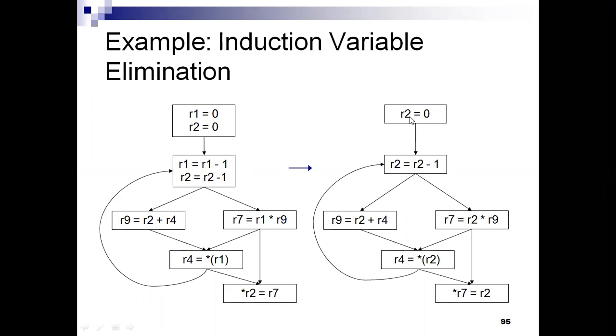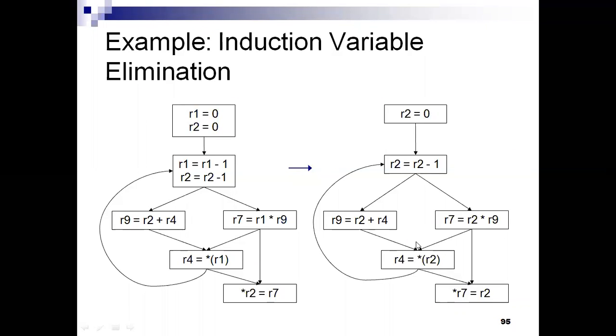Now, what it means is, when I call it a dominator tree, and this is the initial node, R2 is equal to 0. This dominates the remaining nodes. That means it dominates R2 is equal to R2 minus 1. And this R2 dominates R9 and R7, R4. And this R4 dominates R7. And R7 also dominates R4 and R7. And this R4 dominates R2. Is it clear now? This is a dominator tree and this is another, both are dominator trees.